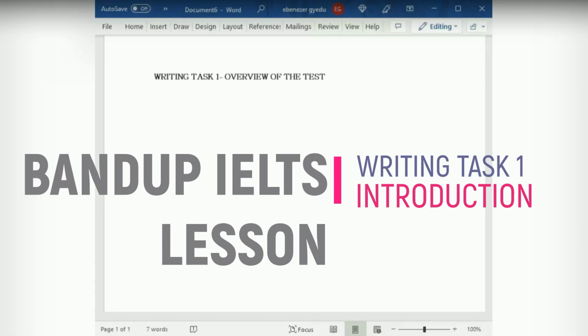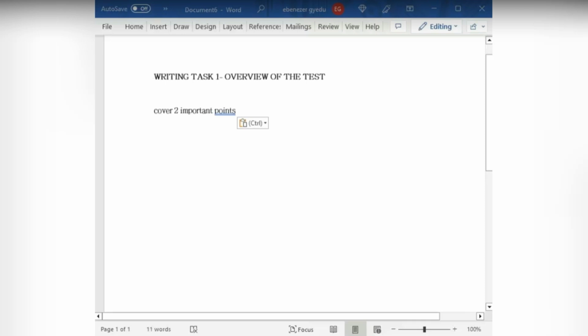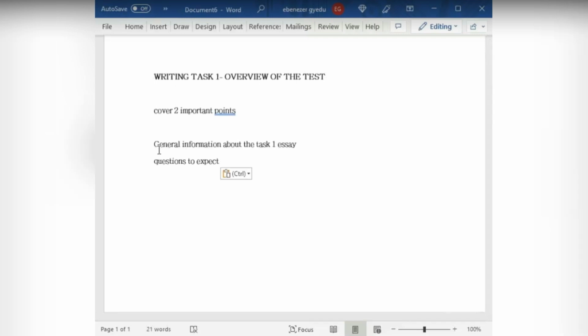In this lesson, we will look at the general overview of the writing task 1. So we're going to cover two important points. First of all, we will look at the general information about the writing task 1, and then secondly, we will look at the questions you are supposed to expect. I'm going to also show you some of the questions in pictures. So let's go through it.